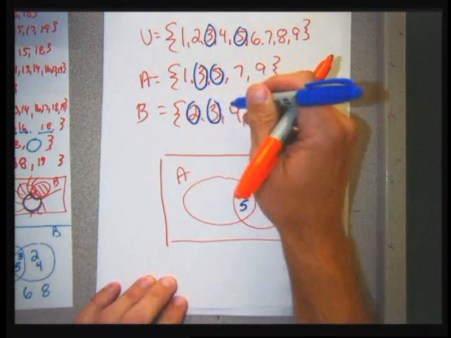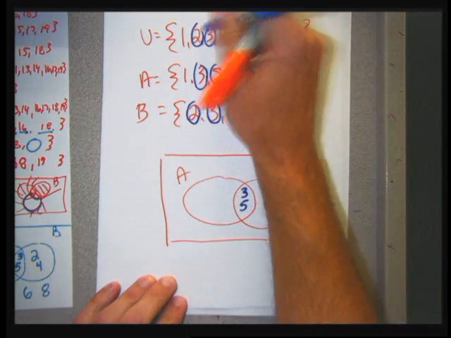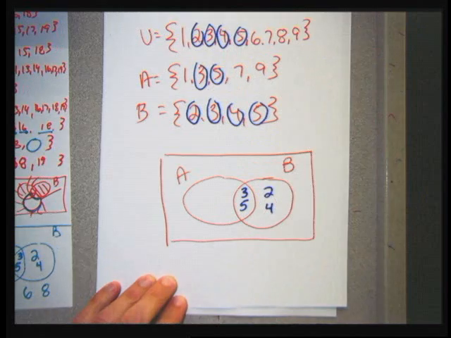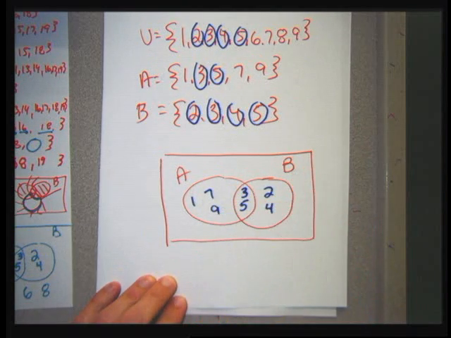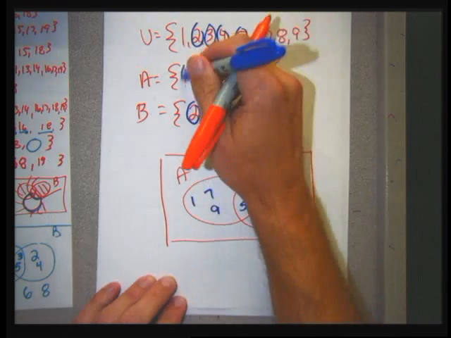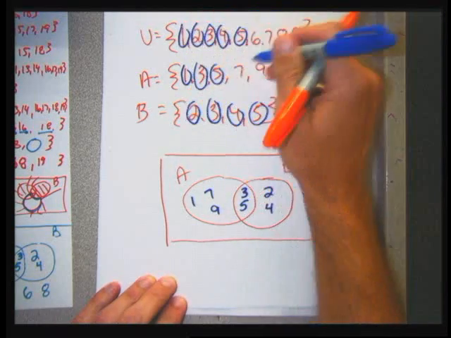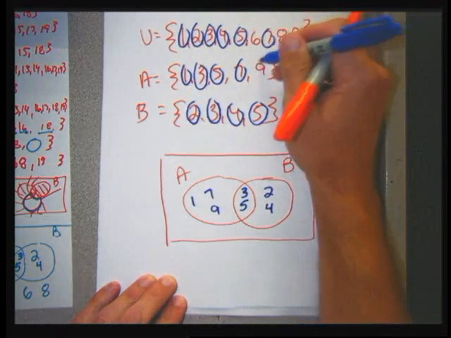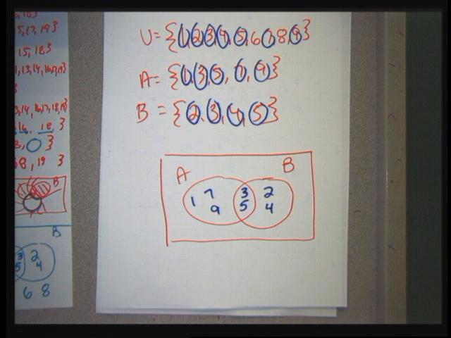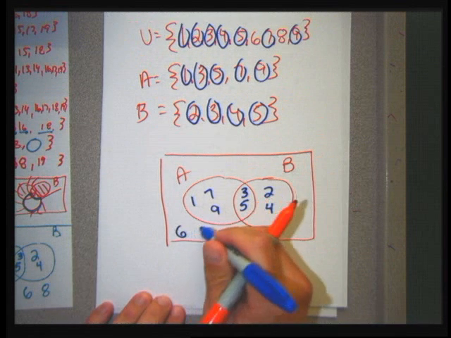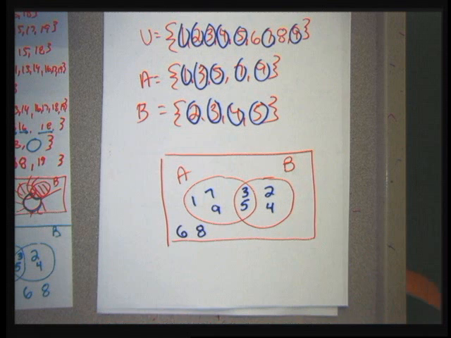So I've placed my 2 and my 4. A still needs to have 1, 7, and 9. 1, 7, and 9 need to go in the A circle, but not in the overlapping section. So I'll place those. After I've placed the 2, 3, 4, and 5 from the B circle, the 1, 3, 5, 7, and 9 from the A circle, I still haven't placed 6 and 8. 6 and 8 just go free of these circles in the rectangle somewhere.